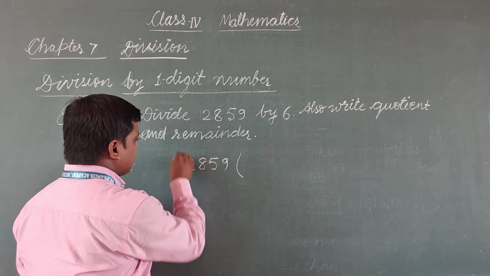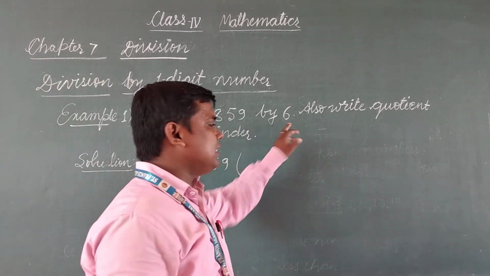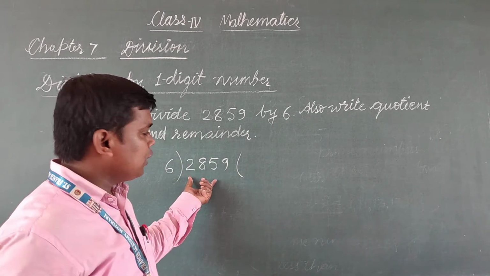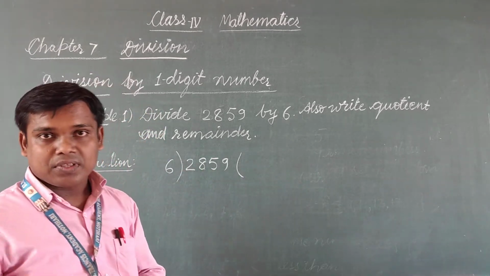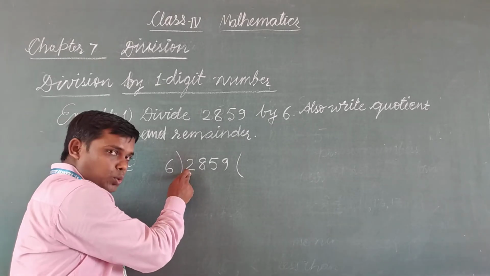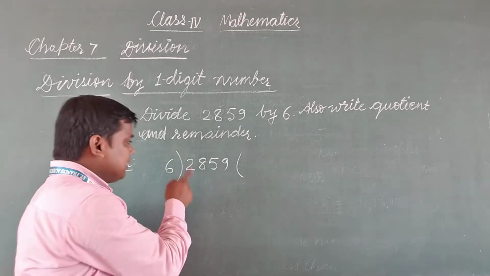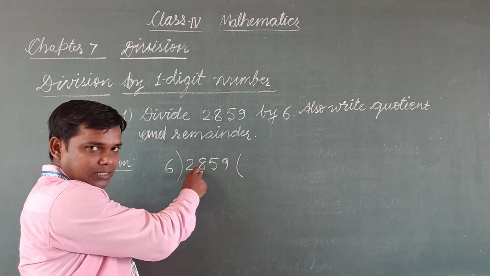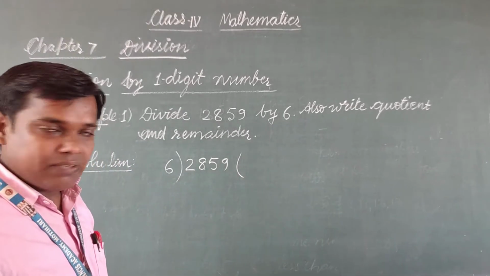We have number 2859. It is our dividend and we have divisor 6. We have to divide 2859 by 6. Now the most left digit here is 2, which is less than 6. So it can't be divided, means 2 cannot be divided by 6. So we will take 2 digits and then we will divide.